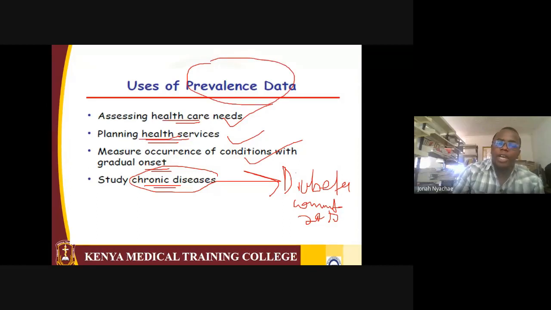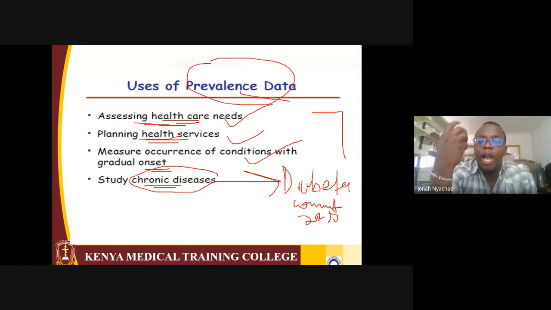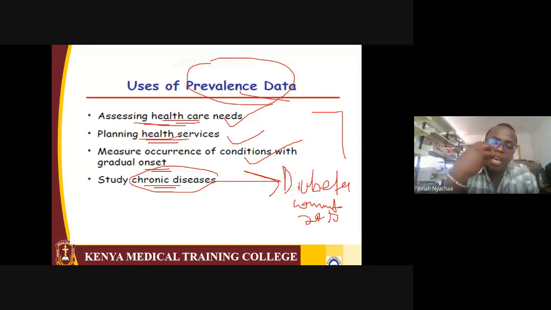When you are planning for health, prevalence data. When you are assessing healthcare needs, prevalence data. Because most of you are going to end up as nursing services in charge at different areas. So in those areas, you may be required to present this data so as it informs the health management team in order to plan for services. So you will need to give them the prevalence data.